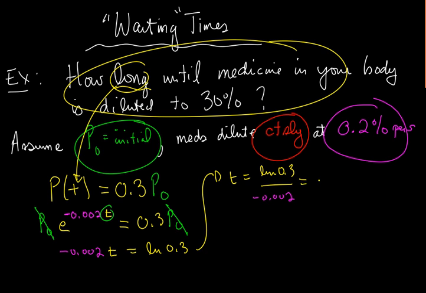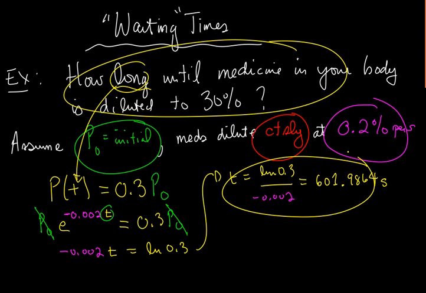And if you plug that into your calculator, you get 601.9864, and the units are seconds. Okay, so there's the answer. You have to wait roughly 10 minutes until only 30% of the medicine is left in your body. Notice how we had to use some keywords here like dilute. That is what told us that we were going to have a negative value for r in our exponential function. In other words, that told us that our exponential function was going to decay. So that was an important word.